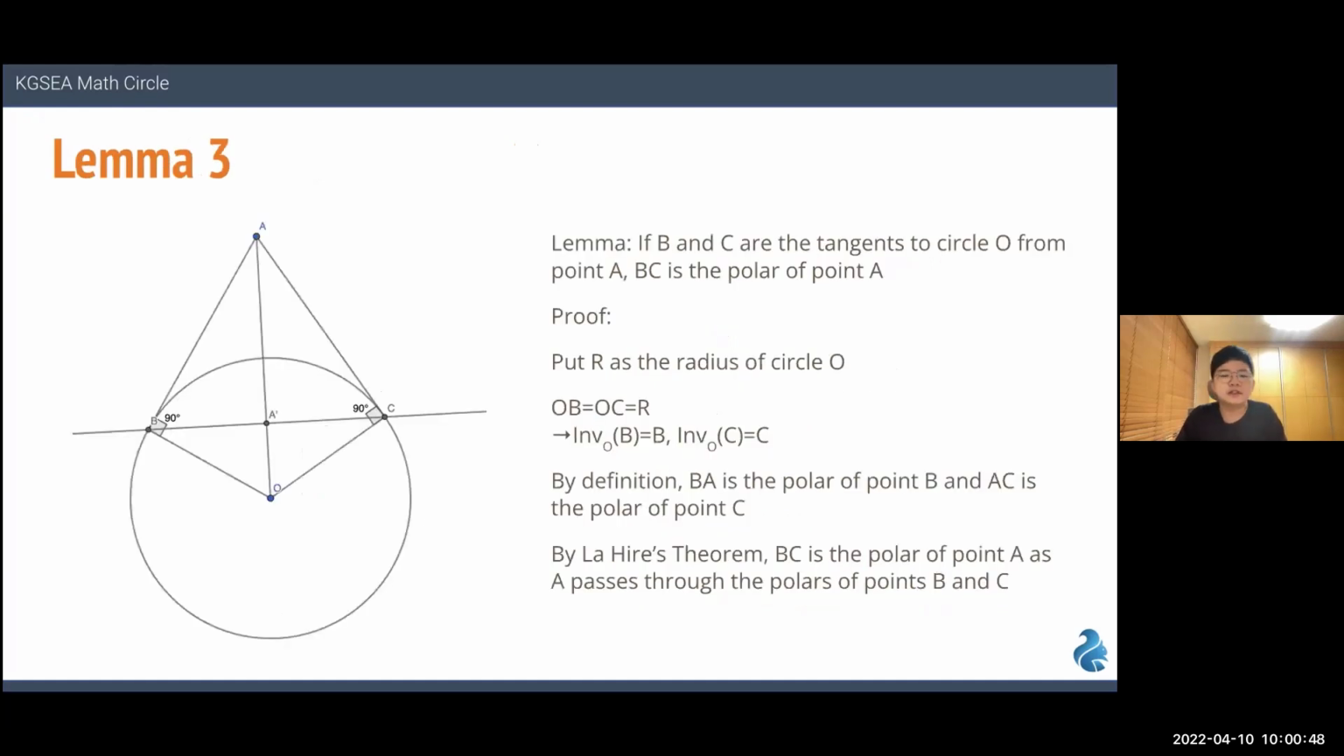Now, using La Hire's theorem, we can find some very interesting properties of poles and polars. The first property is that if B and C are the tangents to circle O from point A, then BC is the polar of point A.